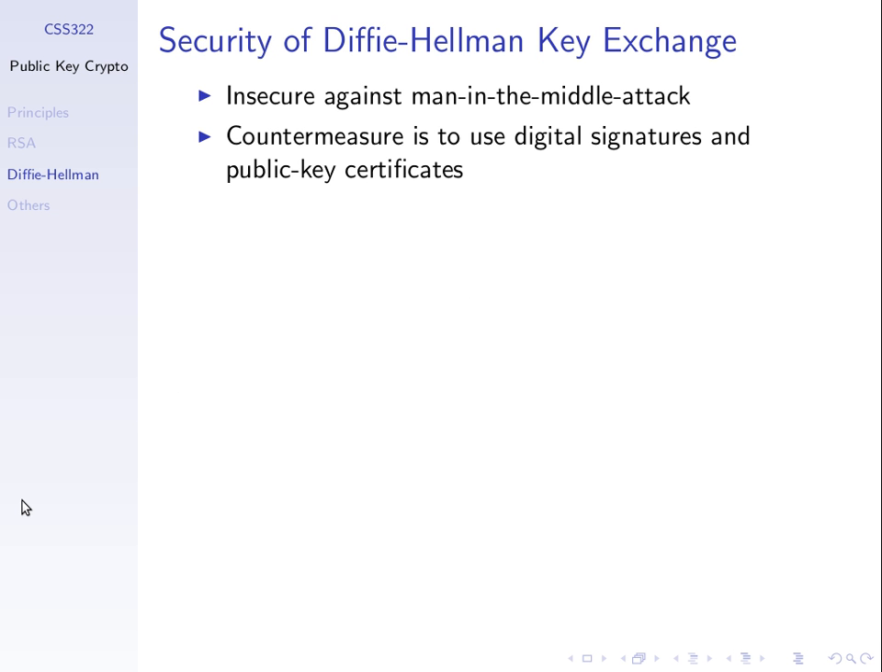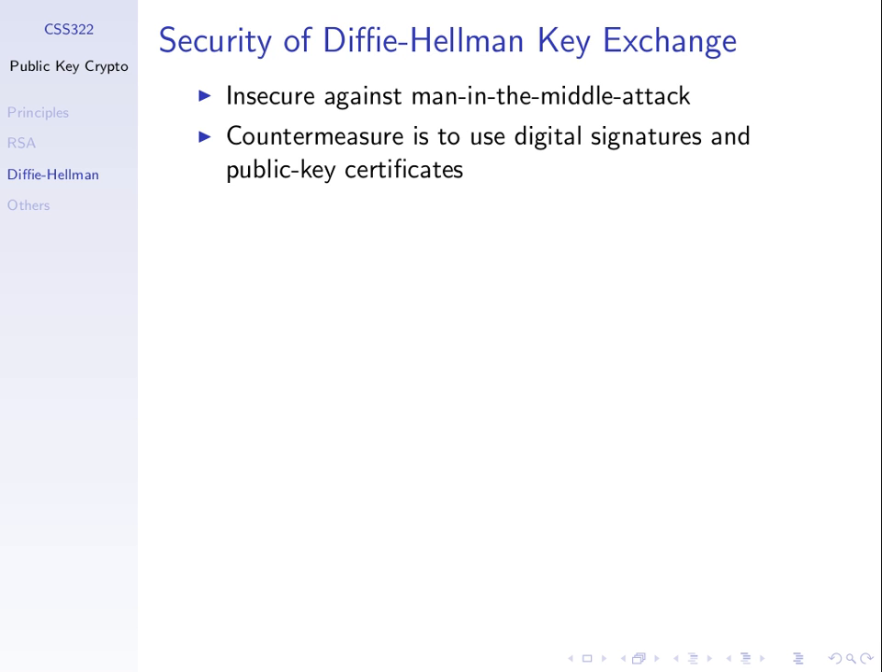It's secure from the perspective that to find K, you need to solve a discrete logarithm, but it's insecure against a man-in-the-middle attack. Not a meet in the middle, a man in the middle. Someone intercepts the messages in both directions and pretends to be someone else.